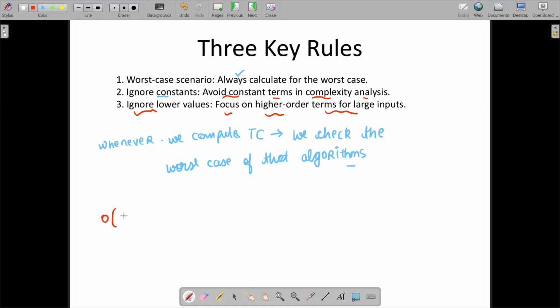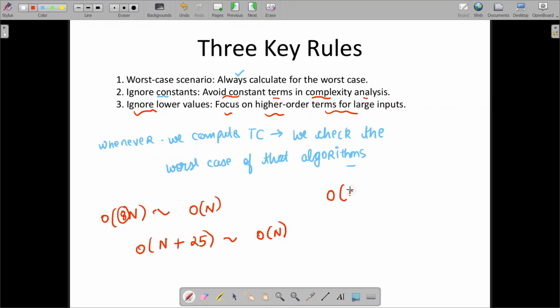Suppose I give you an algorithm of O of 10. It is similar to O of n. This constant does not matter. Suppose I give you an algorithm O of n plus 25. It is also similar to O of n. Now the same goes for the higher order term. Now try to understand, this is very important.